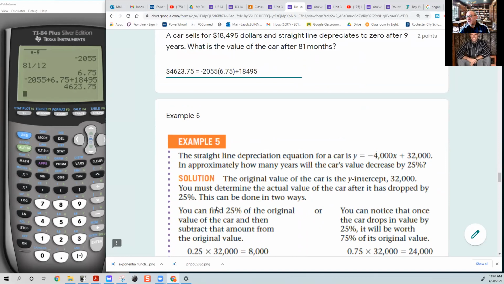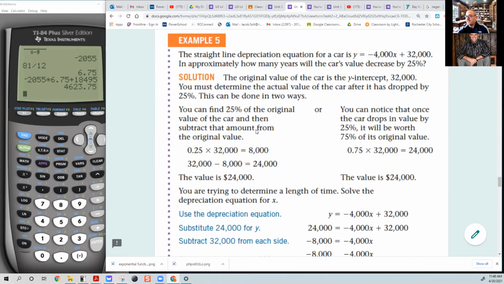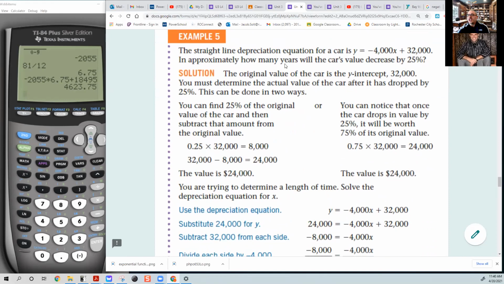All right, I'll give you a second to get that down, and we'll start with example 5. It's also on my calculator if you need it. Example 5: the straight line depreciation equation for a car is y equals negative 4,000 times x plus 32,000.